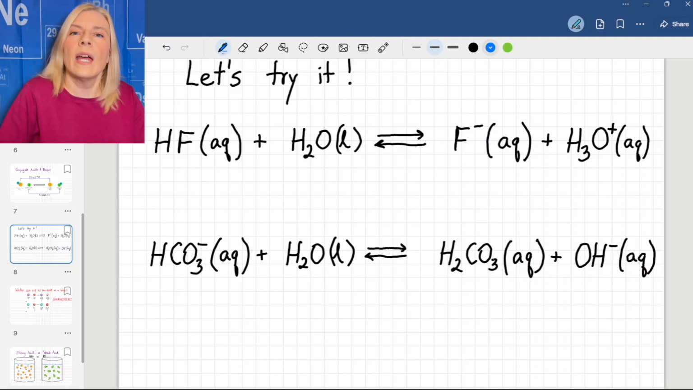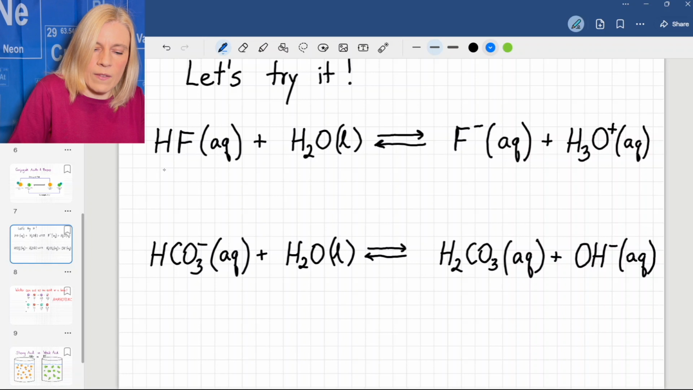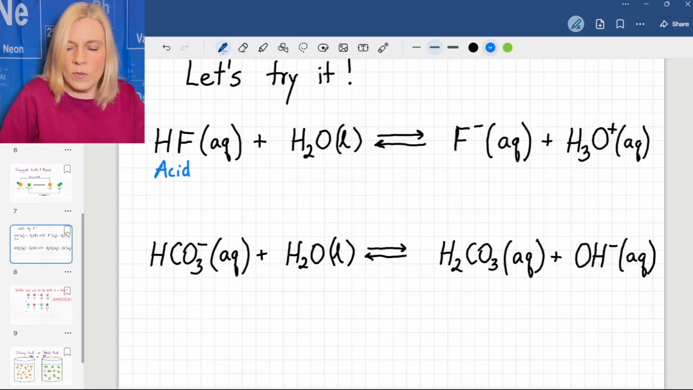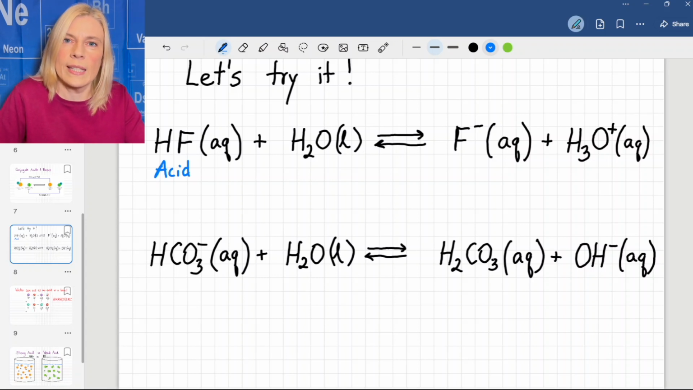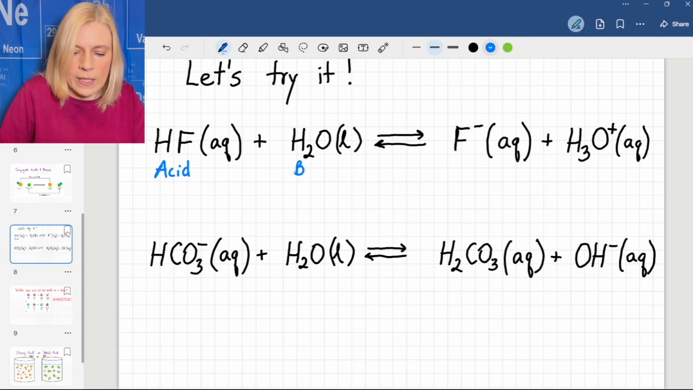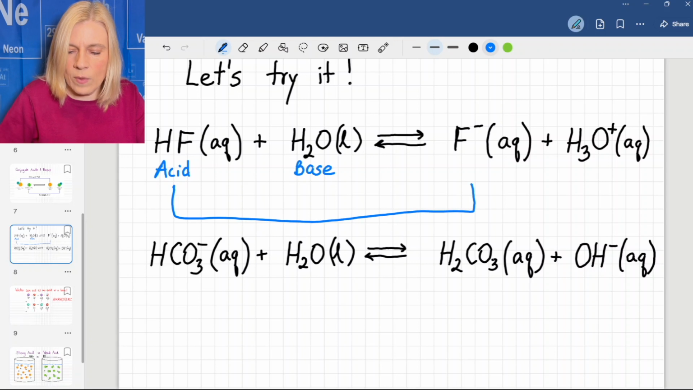So we had a compound, hydrofluoric acid, HF, and then it doesn't have an H. Now it's just F minus. So that means this must have been the acid. And what happened to water? Water was H2O, and now it caught that H, yes, accepted the H plus, so water must have been acting as a base. So we have an acid, give up its H plus, and now we have a conjugate base.